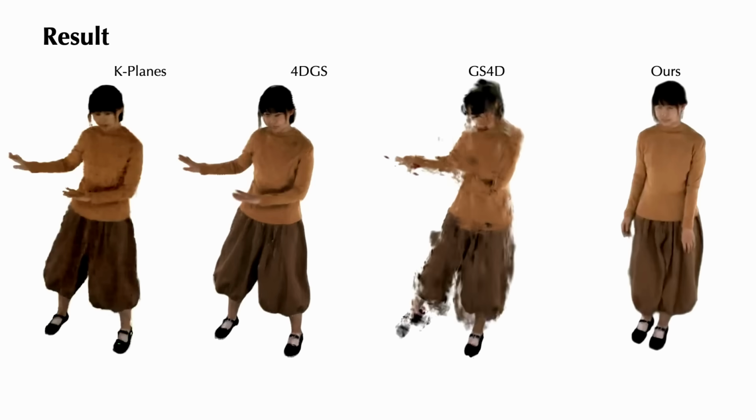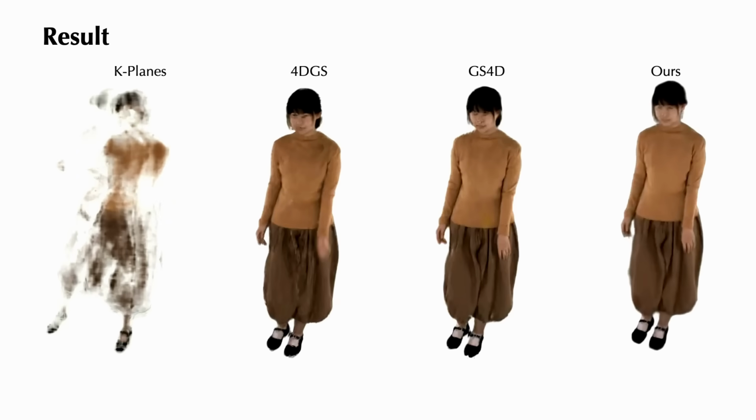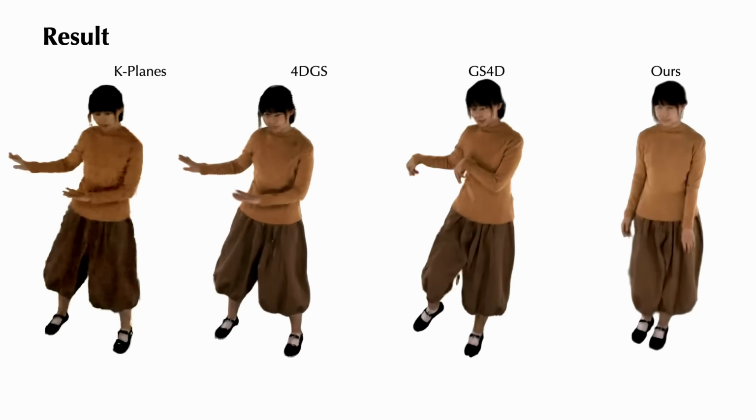Here's another comparison with other methods, and as you can see, it's not even close. This new 4D slow-mo method is just a lot more consistent.